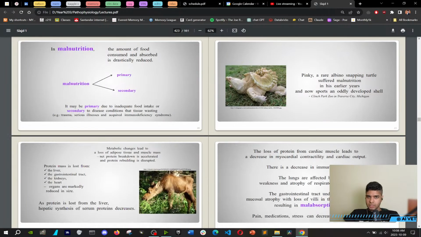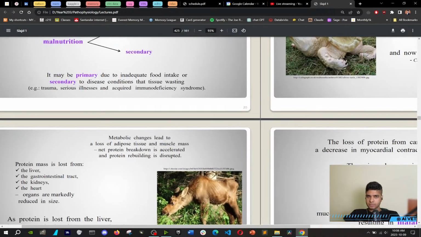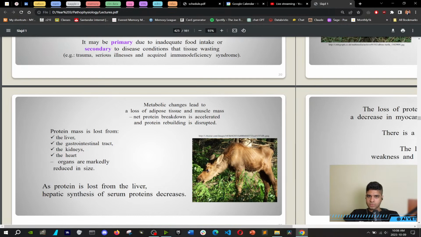Secondary is tissue wasting. Metabolic changes lead to loss of adipose tissue, muscle, and net protein intake. Net protein breakdown is accelerated and net protein rebuilding is disrupted. A lot of muscle mass and fat are burned down to produce energy, which makes the animal lose weight and become skinny and weak. Protein rebuilding is also disrupted.